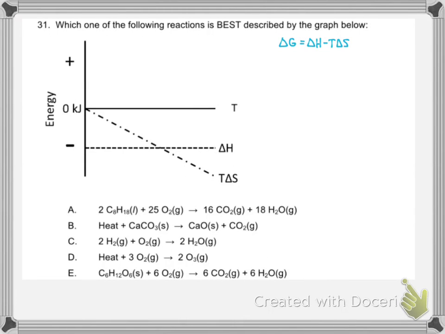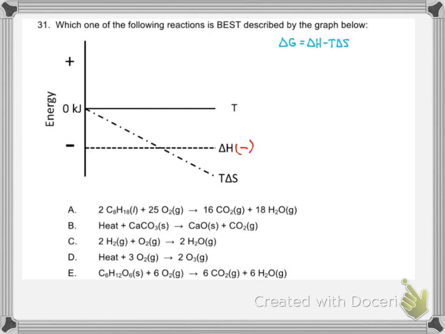Okay, so in this problem we have to analyze the thermodynamic properties on this graph. There's lots of different ways that thermodynamic properties can be visually represented, so it's important to look at what we are given here. Here we can see that the delta H is negative. So right off the bat, let's just say we know this must be an exothermic reaction.